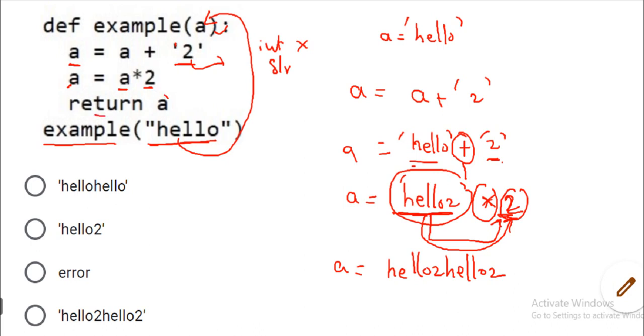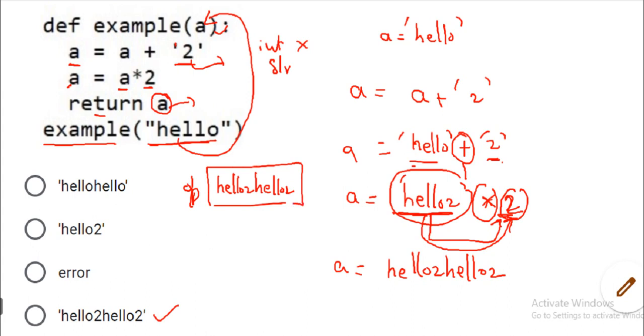Now you are returning A. So what is the value of A? A is equal to hello 2 hello 2. Now if you want to print, what value will be printed? The output is hello 2 hello 2. This will be the output of the function.